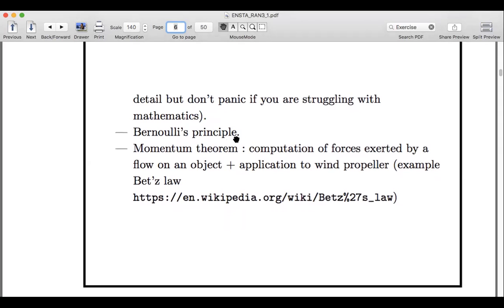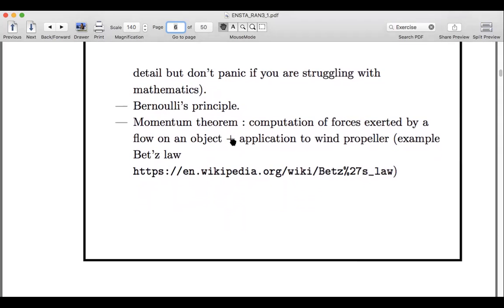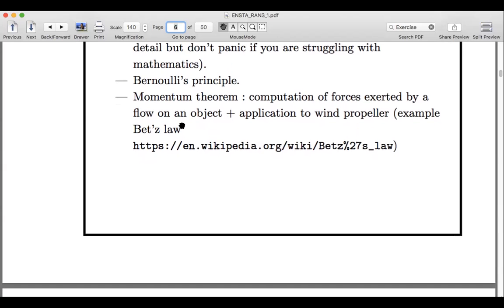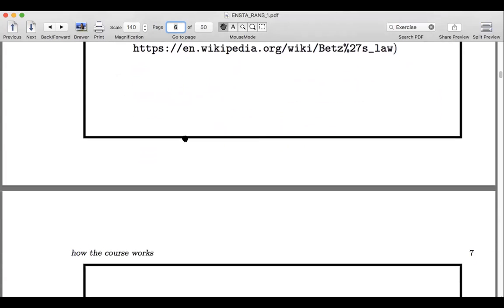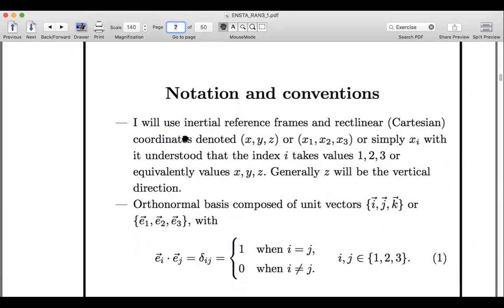We'll cover Bernoulli's principle, the momentum theorem, which allows us to calculate forces on objects that are embedded in a fluid flow, for example, a propeller or a turbine. And Betz's law will be a special limiting case of that.